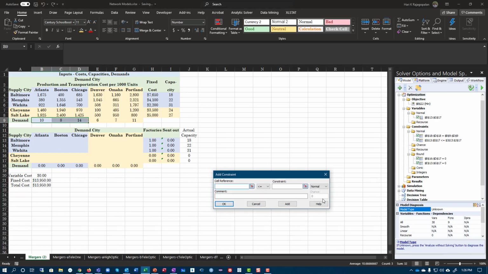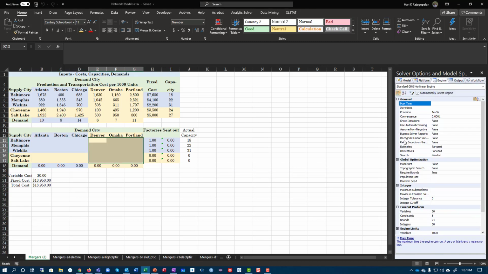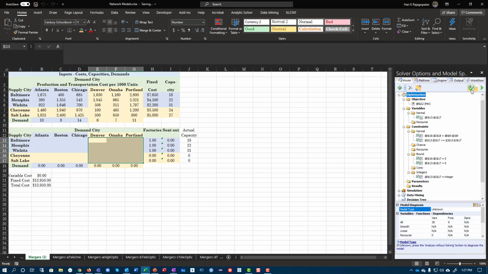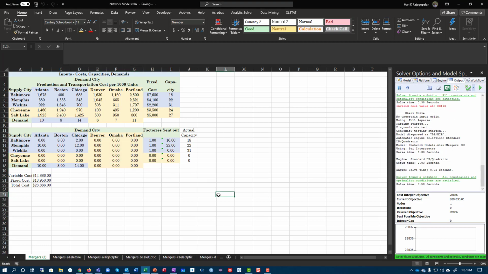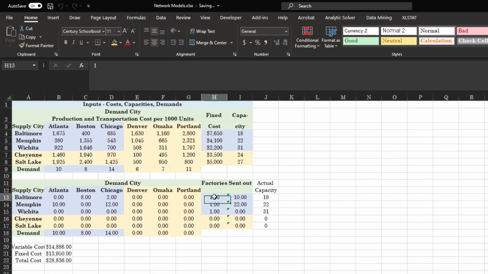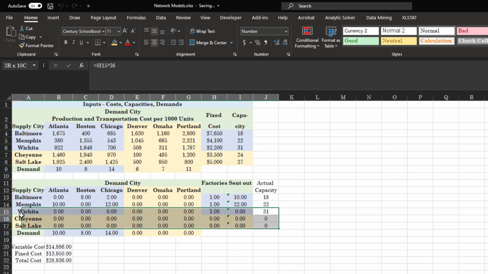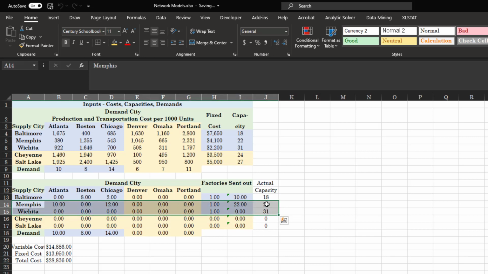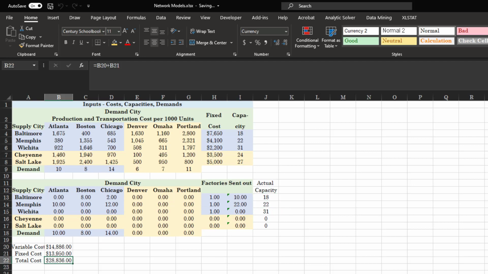Okay. And so once you finish that, of course, all these values are integer. Assume non-negative is true, and you run your model. And so here you go. You have these factories. Baltimore sends 8,000 units to Boston and 2,000 to Chicago. Memphis here, Wichita is not being used at all, even though there's a factory, right? So you have extra capacity here. Memphis is operated to 100% capacity, whereas Baltimore is not. And here's the total cost.